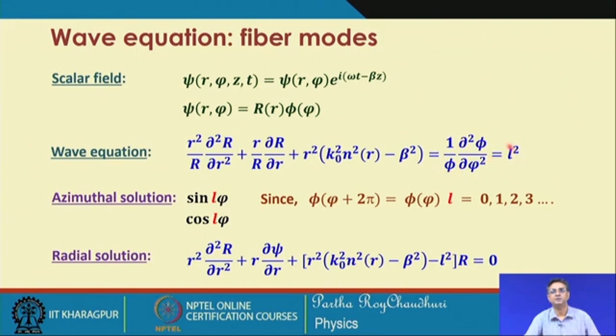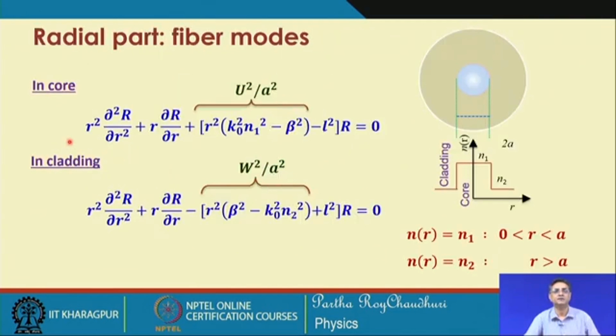If you look at this, these are the things which we have discussed earlier also. So this will give you the azimuthal solution, which is e to the power of plus minus i L phi, that corresponds to sin L phi or cos L phi as the solutions. And the radial solution, because L square will come to the left hand side and will constitute this equation, which will be the radial equation, and this equation is well known in physics. This is the equation for the core, because we have replaced n of r square by n 1 square, whereas this is the equation for the cladding.